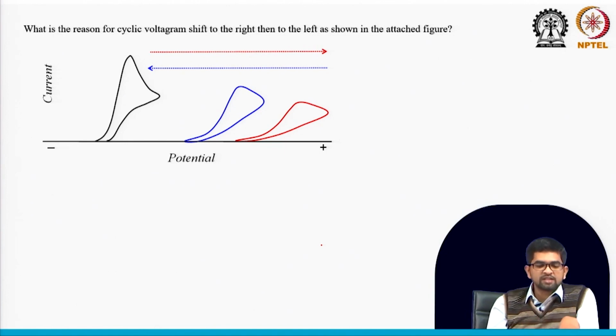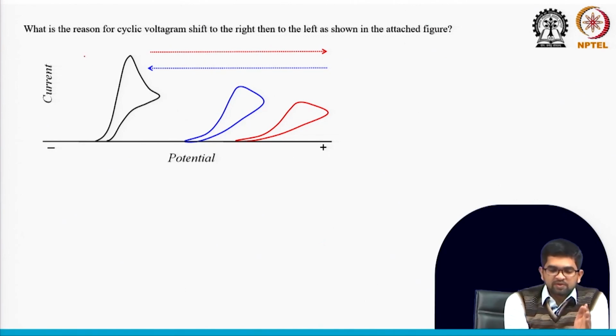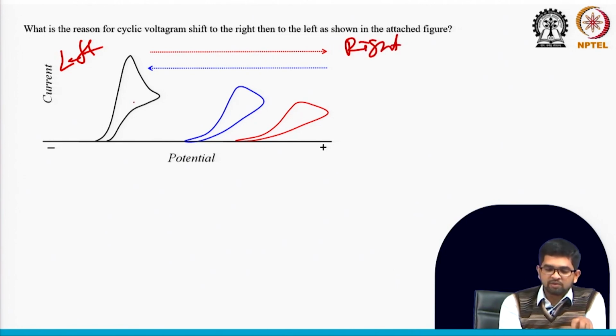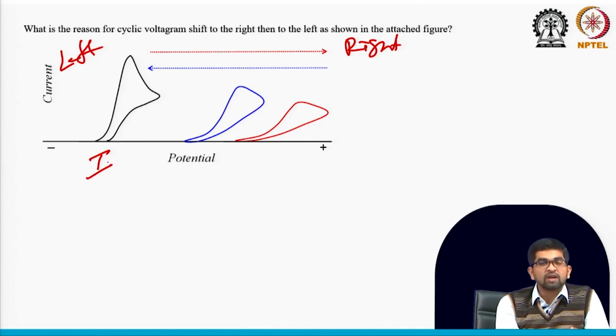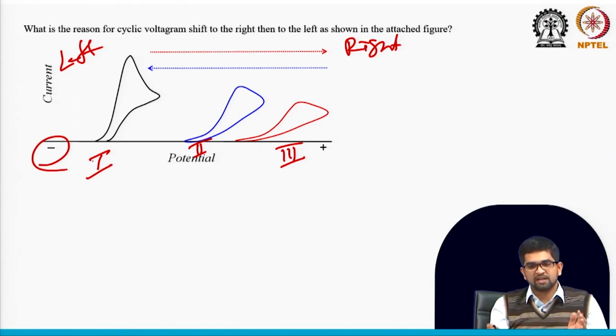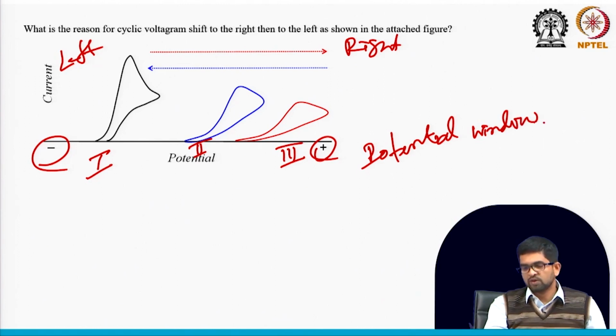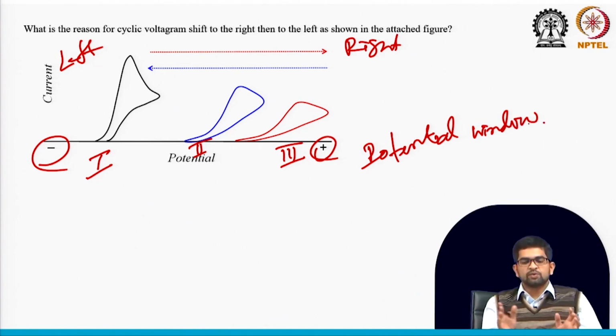First question is, what is the reason for the cyclic voltammogram shift to the right and then left as shown in the attached figure? See, first from left to right, this cyclic voltammogram is shifted, so this is number 1, number 2, number 3. So this is the minus to plus. You can remember the left side is the negative, right side is the positive. This is called the potential window. You can remember potential window. So we scan negative to positive, positive to negative.